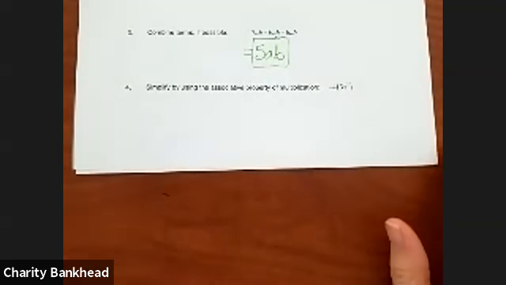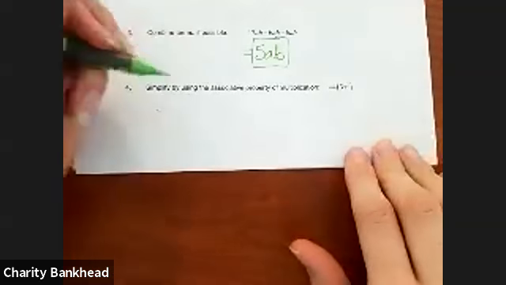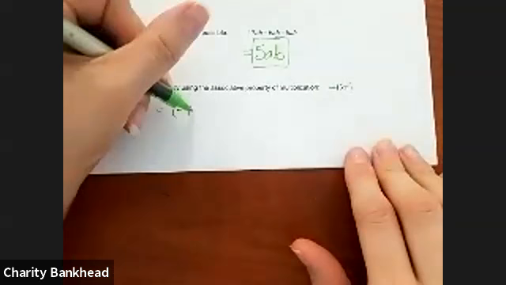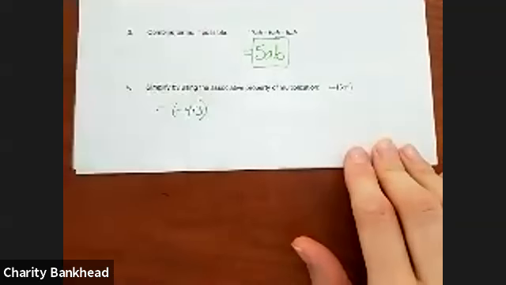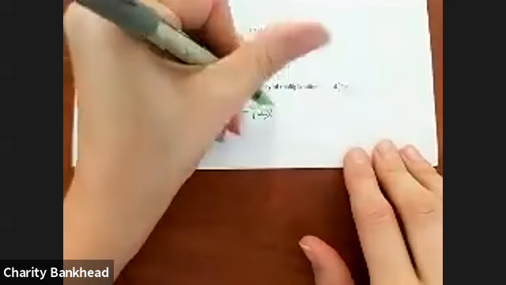All right, number 4 says, simplify by using the associative property of multiplication. It says -4 times 3x squared. What they're trying to say is that's the same thing as -4 times 3, times x squared, which means it's -12x squared.